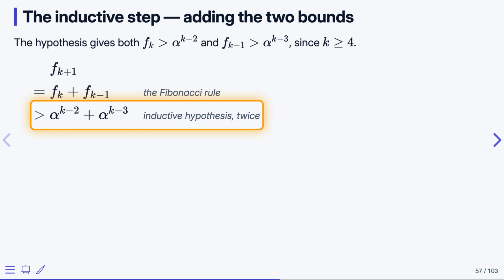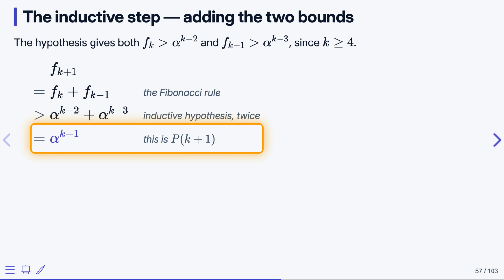Step 2. Replace each of those two using the hypothesis. The sum is greater than alpha to the k minus 2 plus alpha to the k minus 3. Step 3. But we just showed that sum is exactly alpha to the k minus 1. So f sub k plus 1 is greater than alpha to the k minus 1. That is p of k plus 1, and the proof is complete.